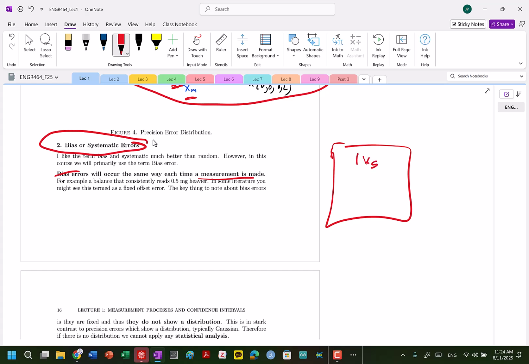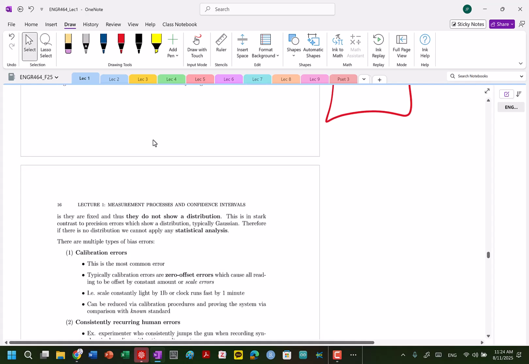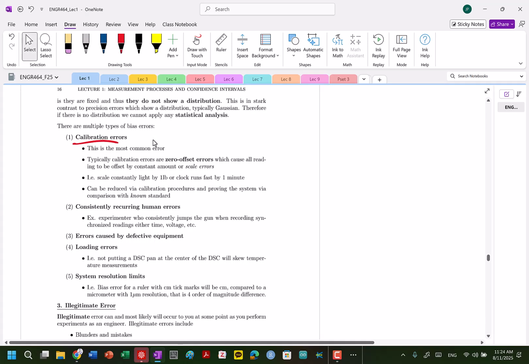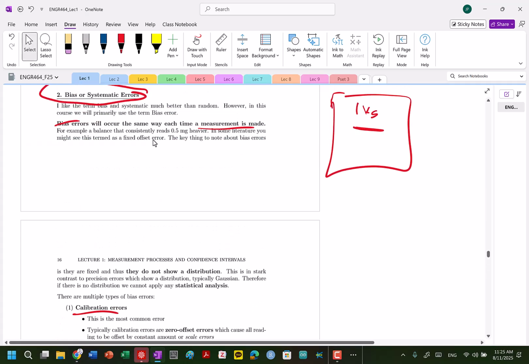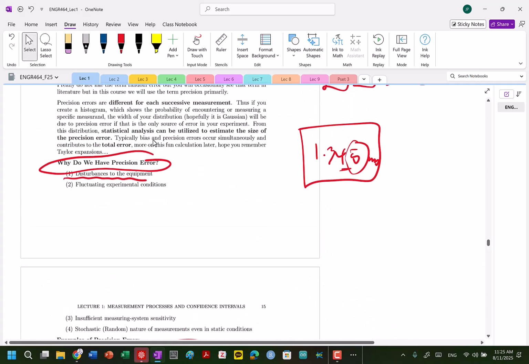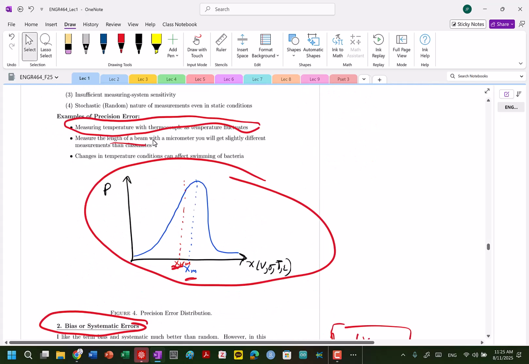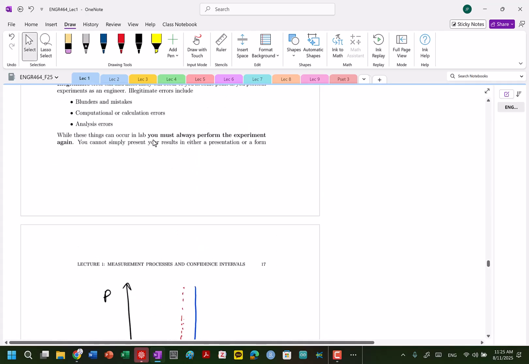I'm just kidding, although I wish that was my justification. But anyways, you can think about it like a calibration error, right? Or if you're doing an experiment where you have someone with a stopwatch timing voltage measurements, someone who's consistently a little bit fast or a little bit slow. Defective equipment, this could be illegitimate error, but also loading errors, like not putting it directly in the center, and system resolution limits. So in that scale example, the fluctuating number could also be a bias error if your system can't measure those values.